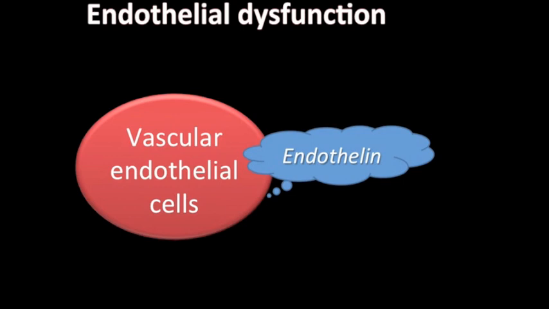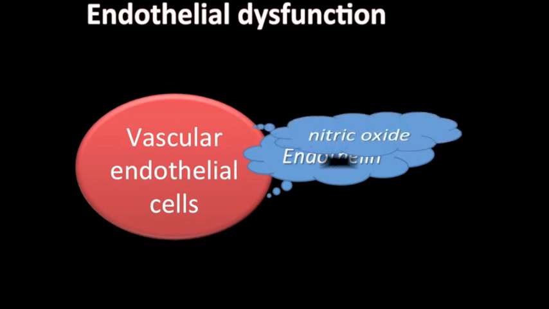Endothelin is an endothelial vasoconstrictor, which may produce a salt-sensitive rise in blood pressure. It also activates the local renin-angiotensin system.